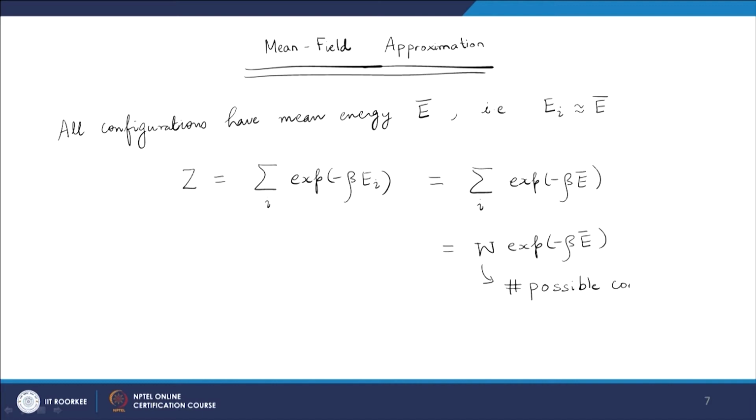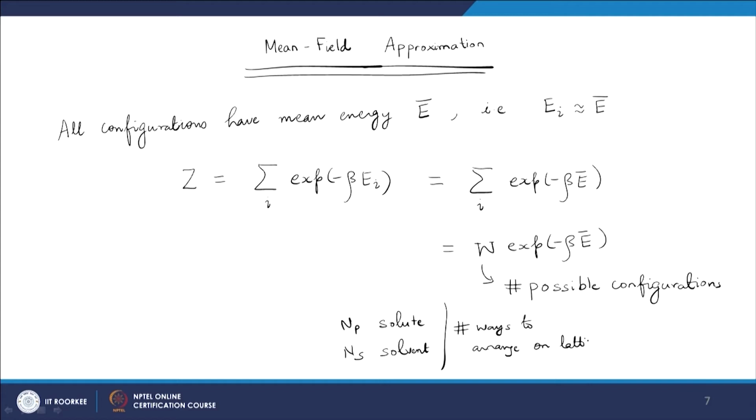possible configurations, and we know what it is. So, we have N_P solute molecules and N_S solvent molecules. The number of ways to arrange them on the lattice is given by simple combinatorics, and it is equal to the number of possible conformations. The W is (N_P plus N_S) factorial by N_P factorial N_S factorial.